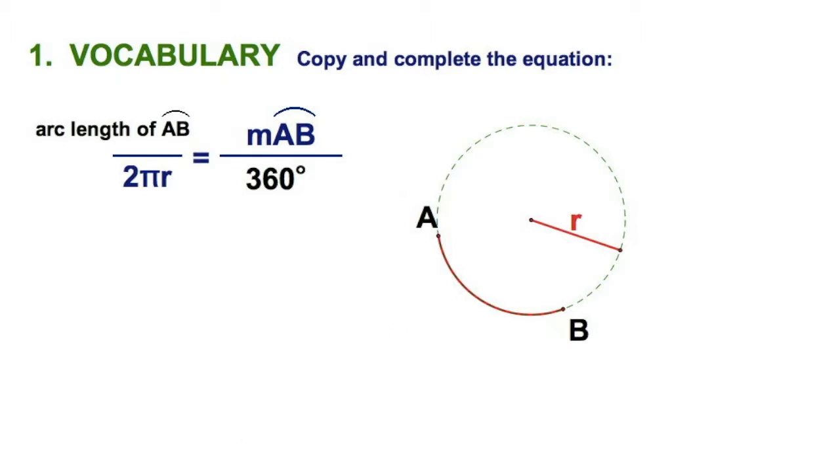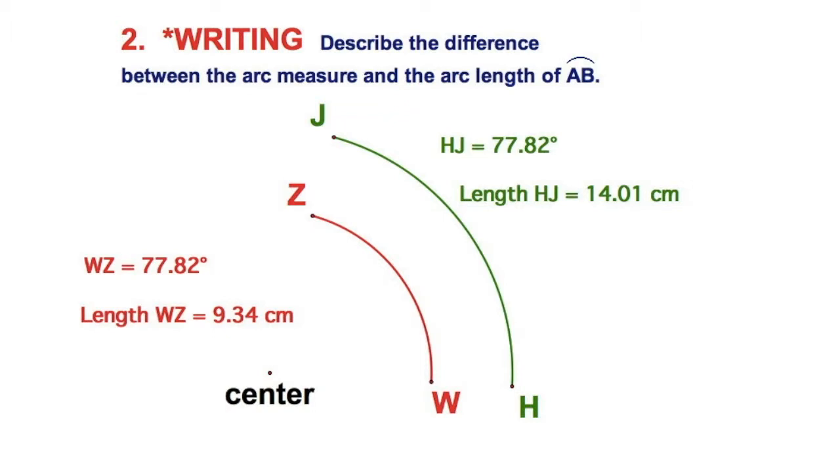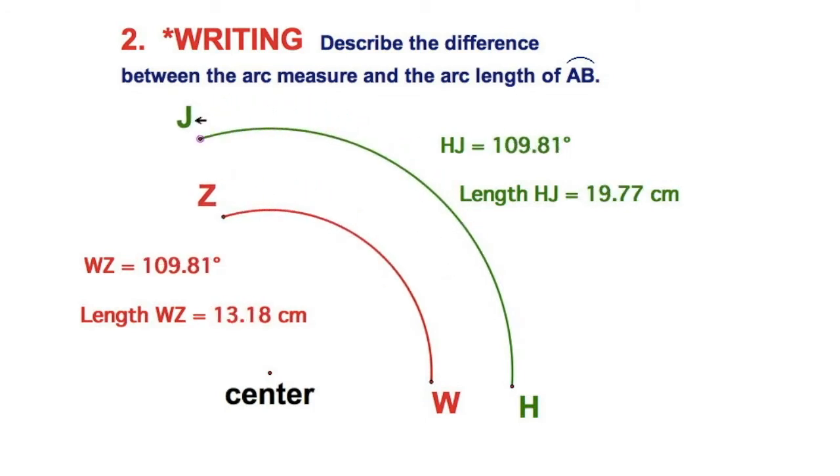Let's get to some other easy problems. Now, describe the difference between arc measure and arc length. I've drawn a couple for you here. I've got the center here, and two different arcs, the green and the red one. As you can see, the arcs have the same angular measure. Again, let's make it about a quarter, about 120 there. But clearly they have different lengths.